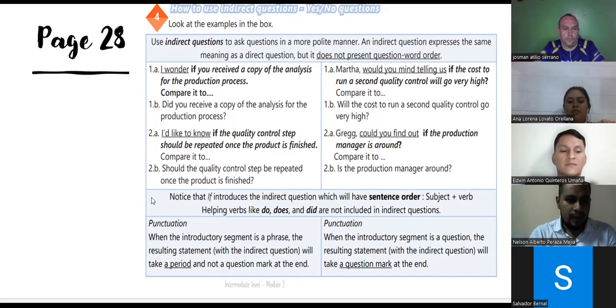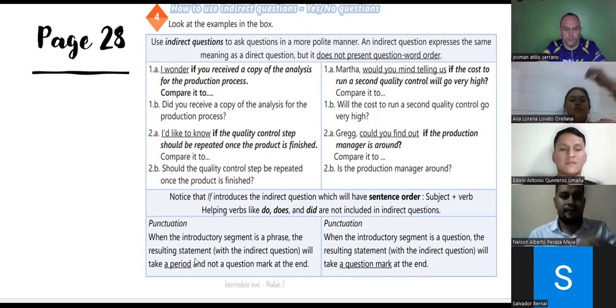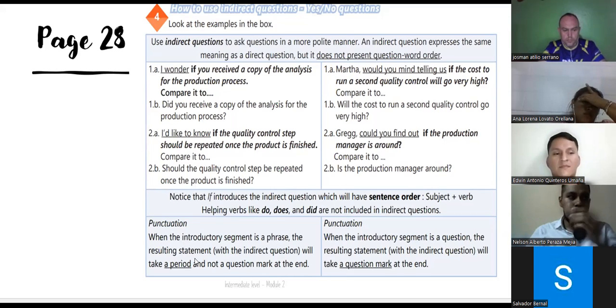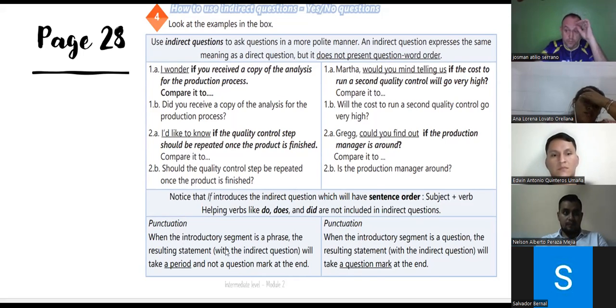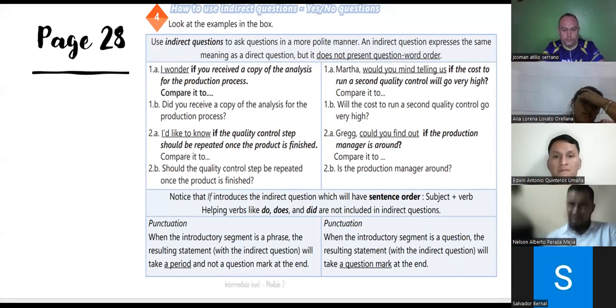Very good, thank you. So the punctuation, remember, if you have a question or a question phrase at the beginning, then you write the question mark. And if you don't have an auxiliary verb at the beginning, then you don't write the question mark, just a period, okay? This is what it says here. Punctuation: when the introductory segment is a phrase, the resulting statement with the indirect question will take a period and not a question mark at the end. When the introductory segment is a question, the resulting statement with the indirect question will take a question mark at the end, okay? So this is what we were seeing yesterday, okay?